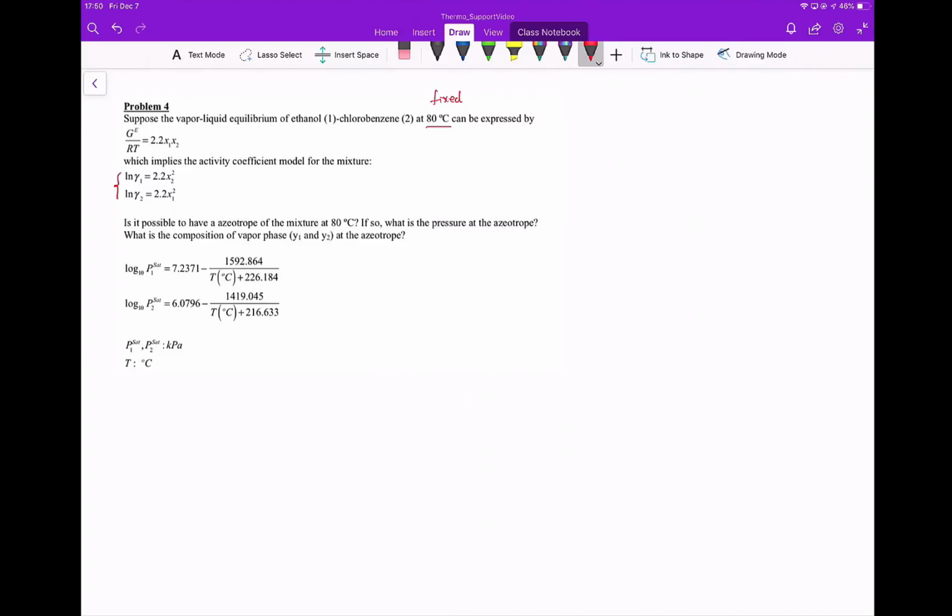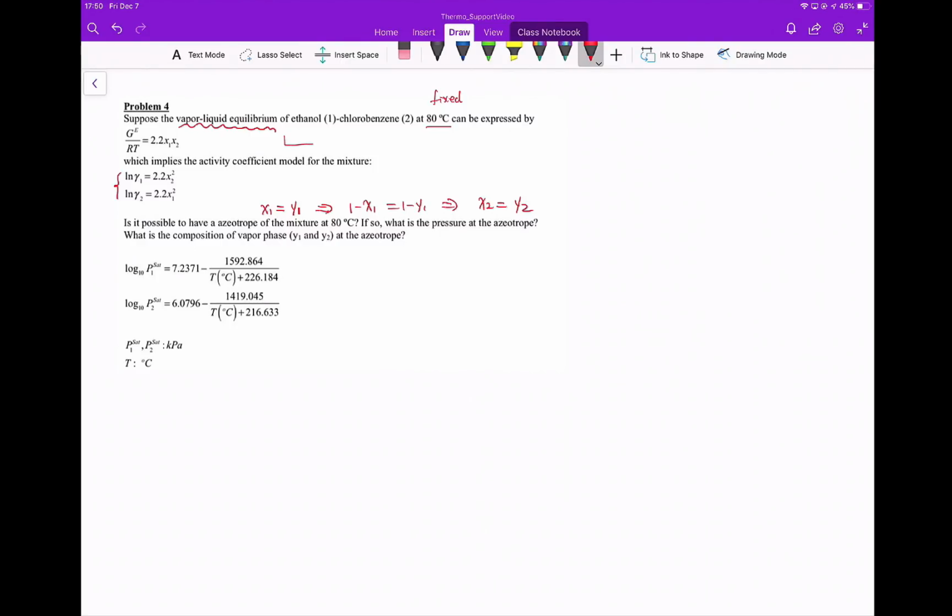Number 1 is, what is that azeotrope? Azeotrope simply says x1 is the same as y1, and of course 1 minus x1 is 1 minus y1, which is x2 is the same as y2. Okay, so eventually we have to satisfy that equation in order to run the calculation. And then for the vapor-liquid equilibrium, in general we have to satisfy this.